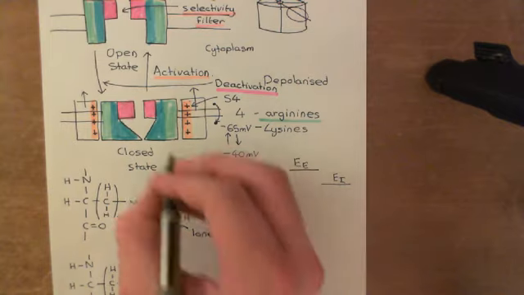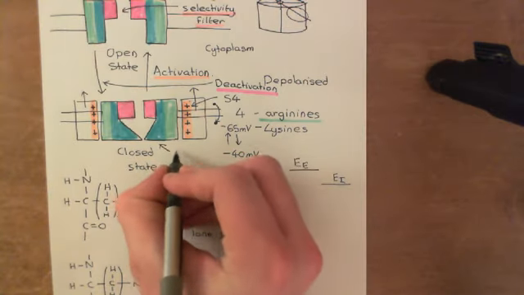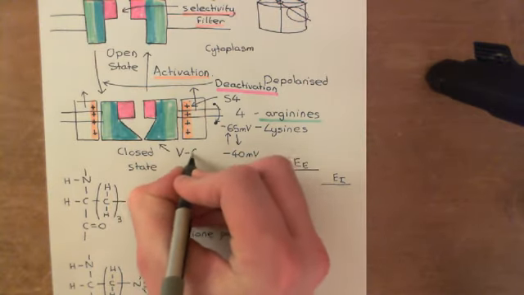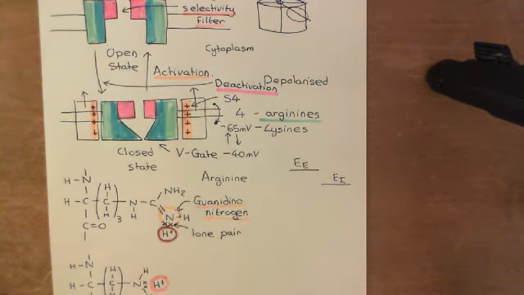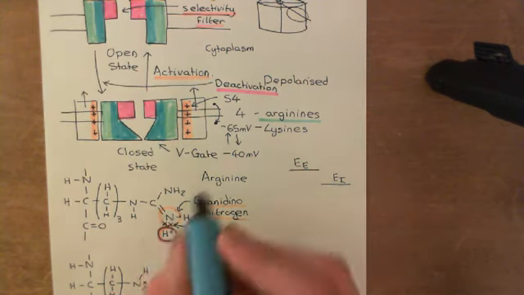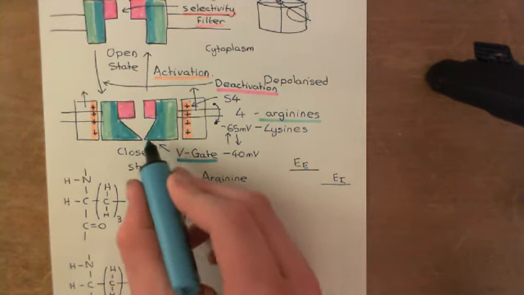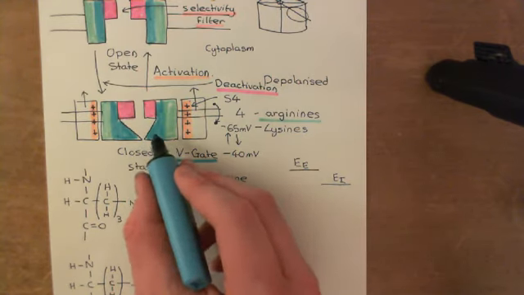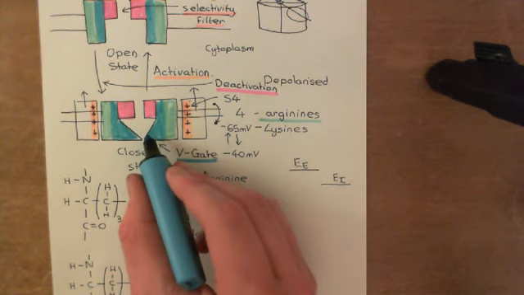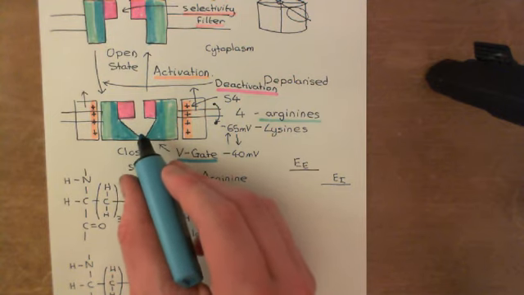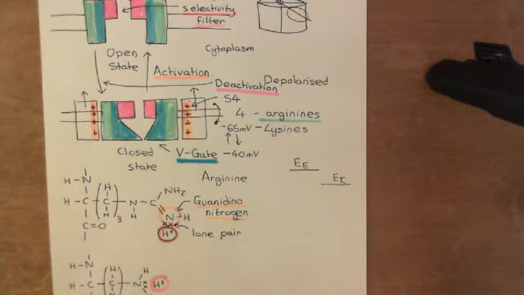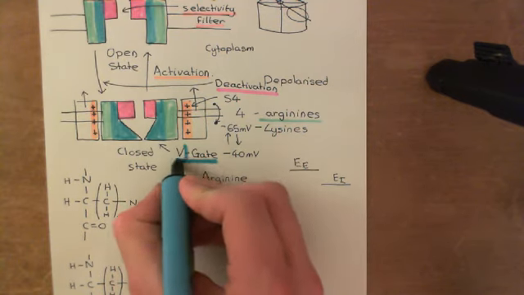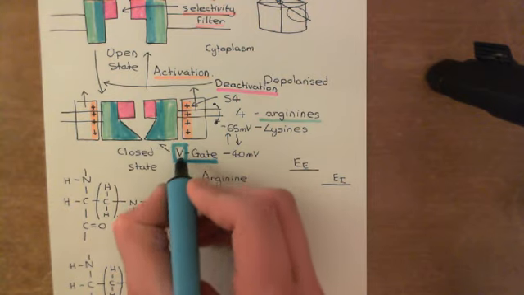The other thing that I want to talk about is that this is what's known as the V-gate. You can't read a paper on voltage-gated potassium channels without hearing someone referring to the V-gate. This way of closing the channel by moving the S6 helices inwards and stopping potassium moving through in that way is referred to as the V-gate of the voltage-gated potassium channel. The V refers to the fact that it's gated by voltage.